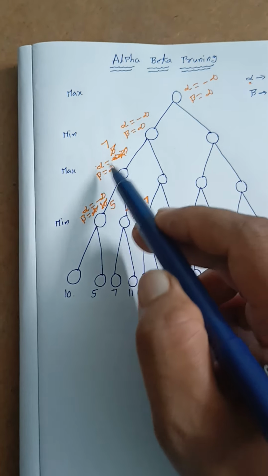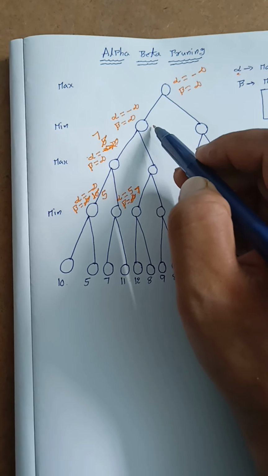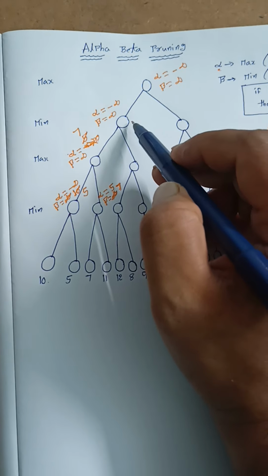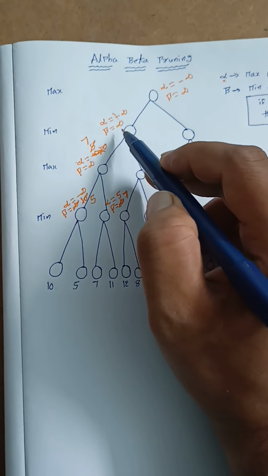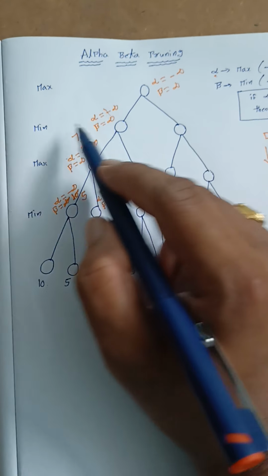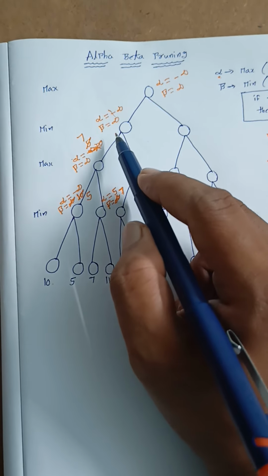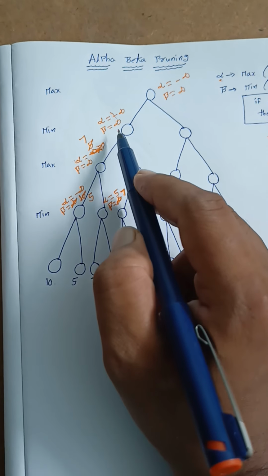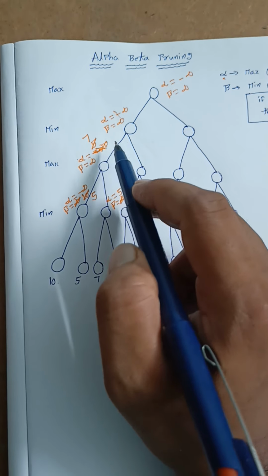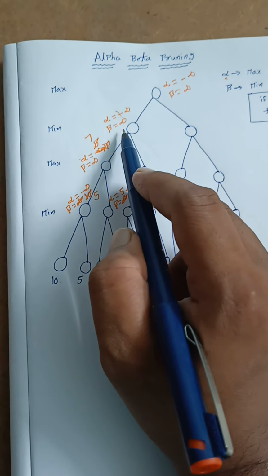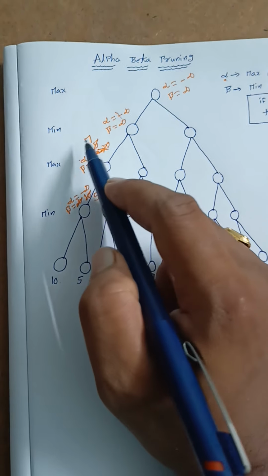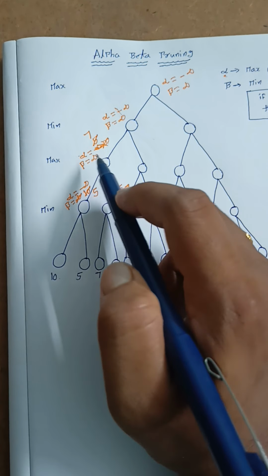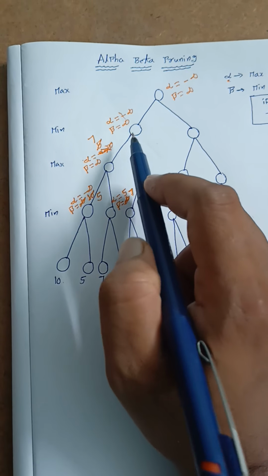Now all the left children of this particular node are covered. Now we will check the alpha and beta values here. This is related to the minimum, so we consider only the beta values. Here beta is infinity. Now we will compare the values. 7, infinity, which is the minimum value?